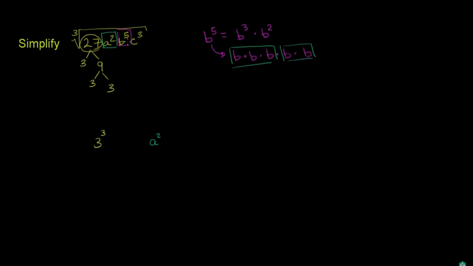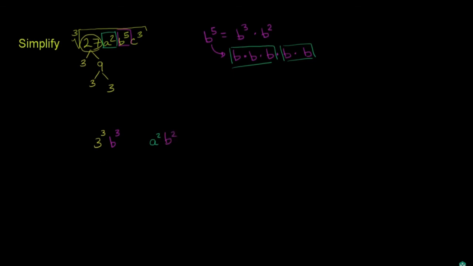So we can rewrite b to the fifth as a product of a perfect cube. So I'll write b to the third. I'm doing that same purple color. So we have b to the third power over here, and then it's b to the third times b squared. So I'll write the b squared over here. And we're assuming we're going to multiply all this stuff.